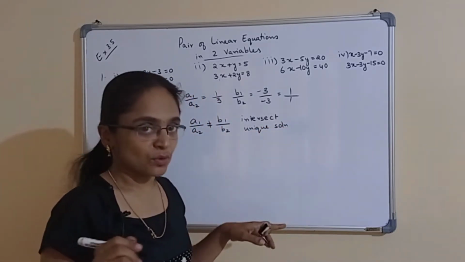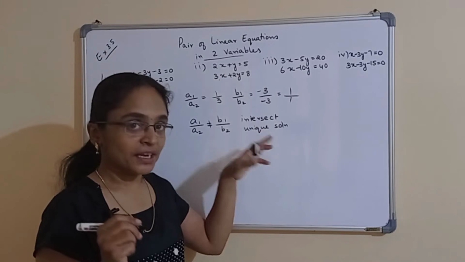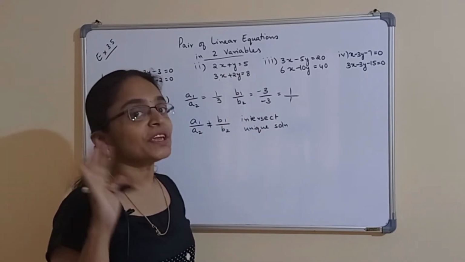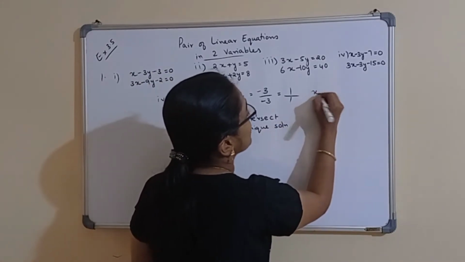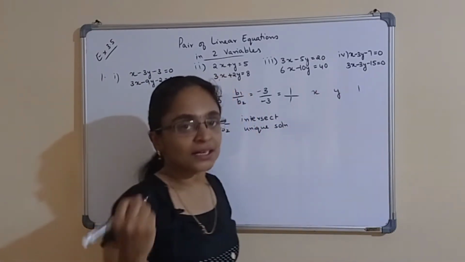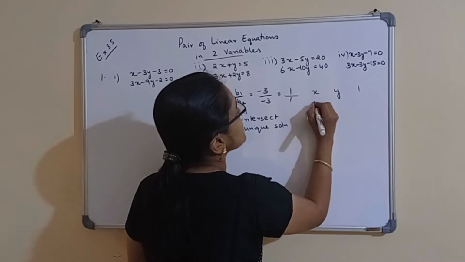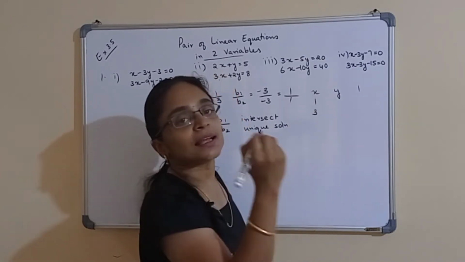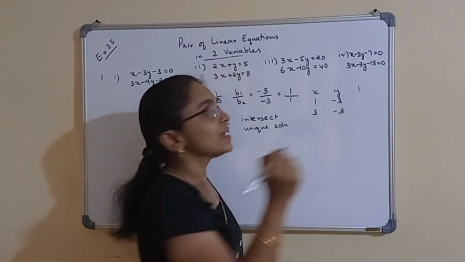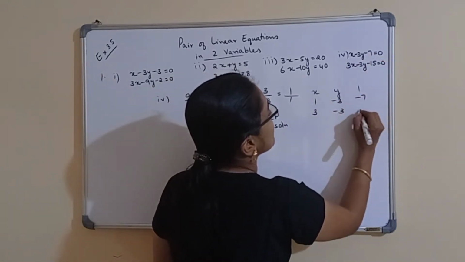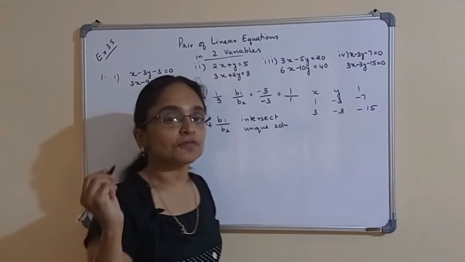They have a unique solution, which means they have only one solution. Now we have to solve this by the cross multiplication method. So for that, write x, y and 1 like this. Now a1 is 1, a2 is 3. Then b1 is minus 3 and b2 is minus 3. And c1 is minus 7 and c2 is minus 15.